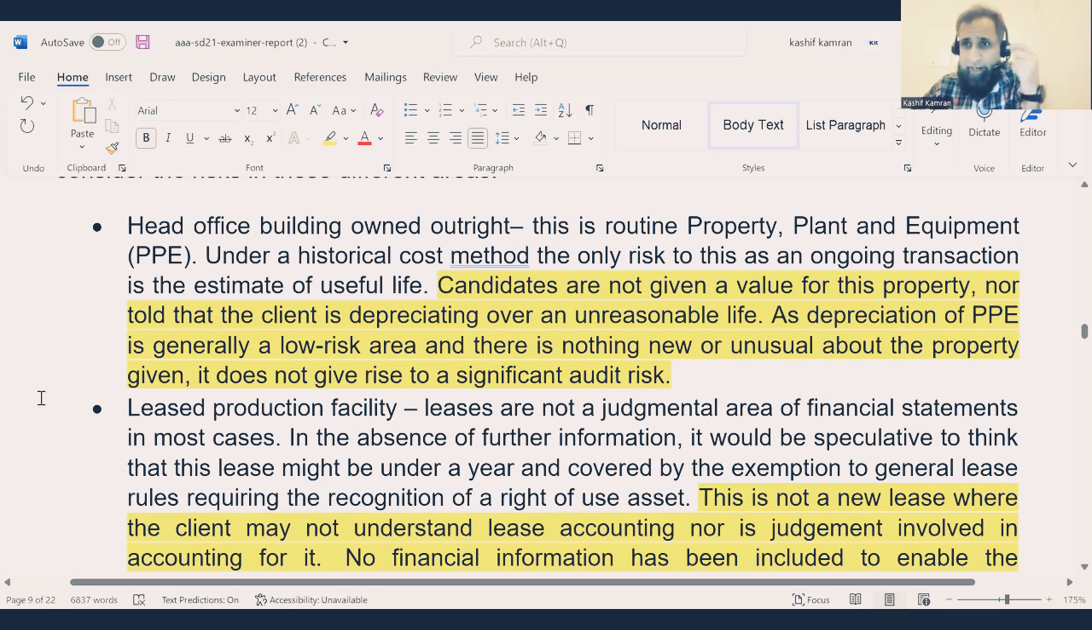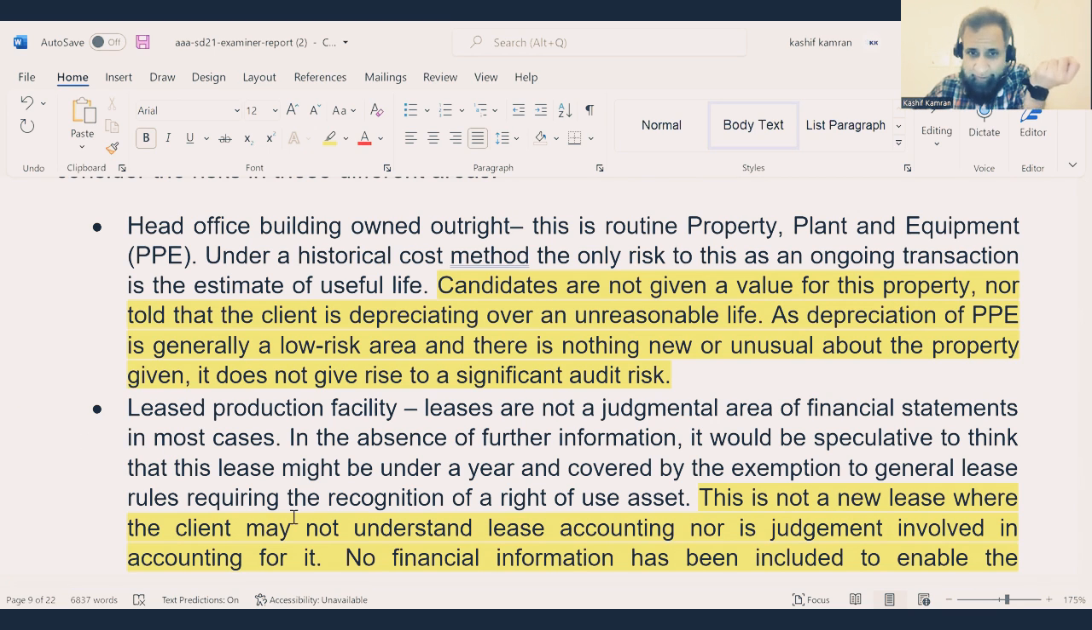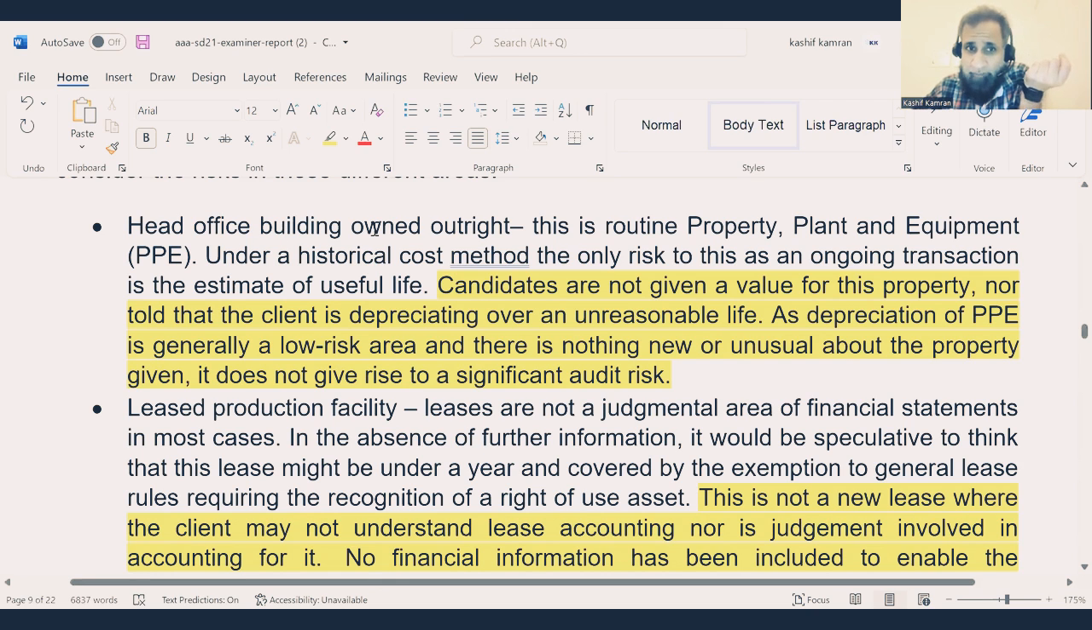Some of the students ask me what is a routine and a non-routine transaction. I just want to give you one example on the screen in front. The head office building. I hope you read the situation before in the first part of day 2 that the company owns a head office. So the head office building, owned outright, is routine property, plant, and equipment. Under the historical cost method, the only risk to this ongoing transaction is the estimated useful life. Candidates are not given a value for this property, nor told the client is depreciating over a useful life.